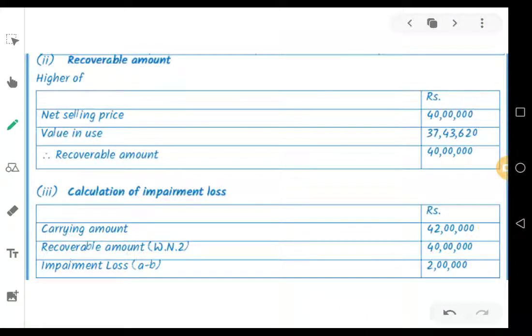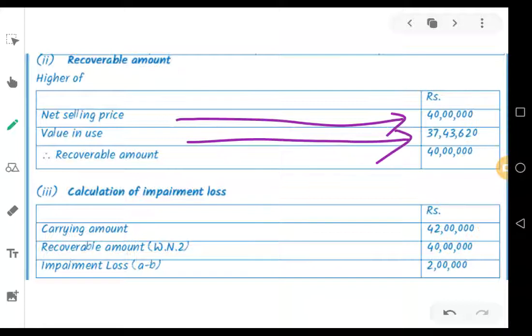Computation of recoverable amount. Recoverable amount is the higher of value in use and fair value. Of value in use and fair value, the highest amount is the recoverable amount. So in this case, net selling price given is 40 lakhs, value in use just now calculated is 37,43,620. Therefore, which is the higher of this amount? 40 lakhs. Therefore, recoverable amount should be 40 lakhs.